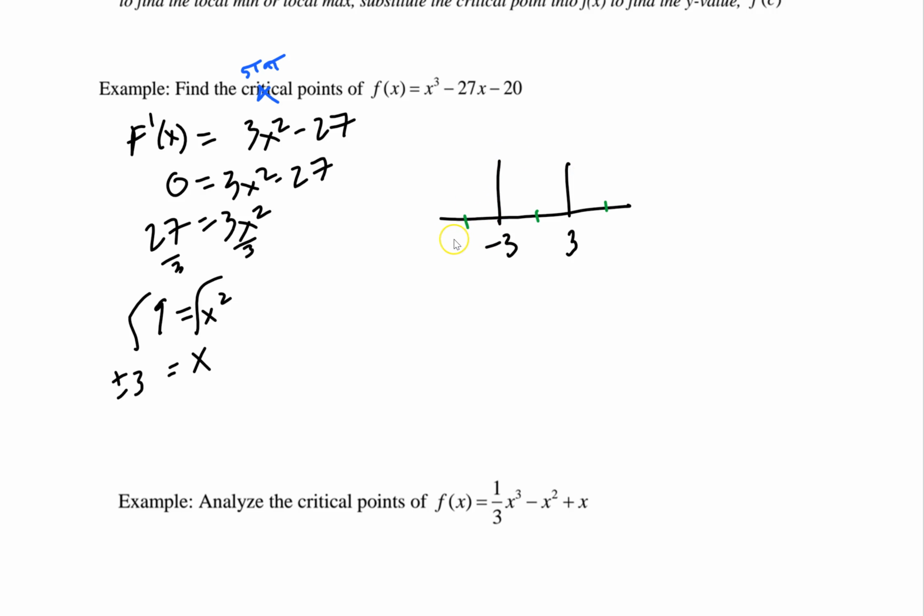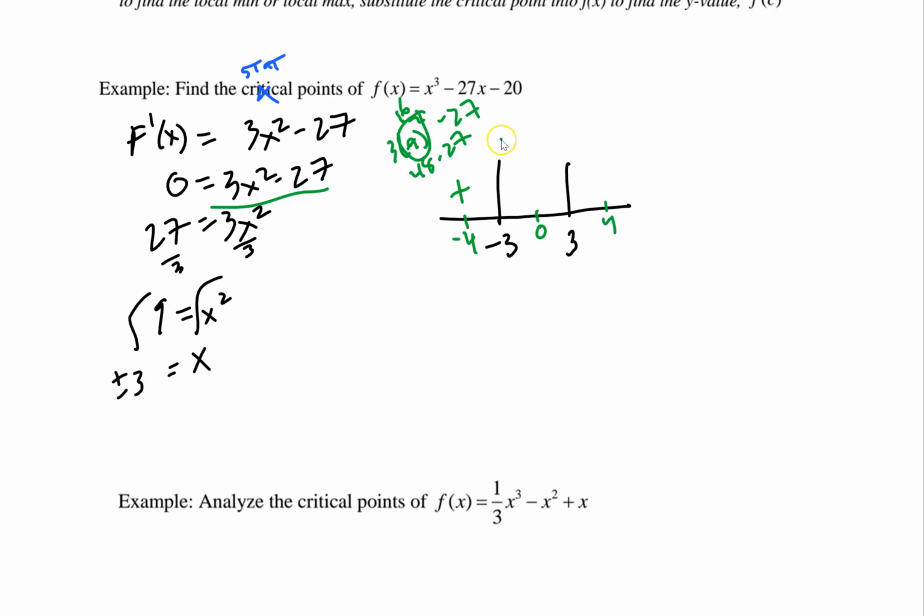So pick a test point like -4, a point in between like 0, and over here like 4. Again, you can plug it into anything you want right here. So I'll plug in -4: -4 squared minus 27. Remember, you always do the square part first. That's 16. 16 times 3 is 48. And that's going to be a positive value.